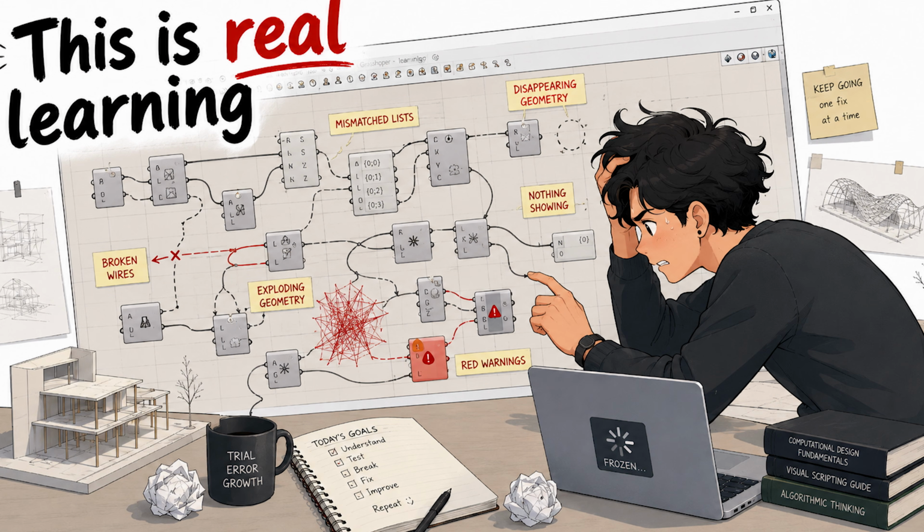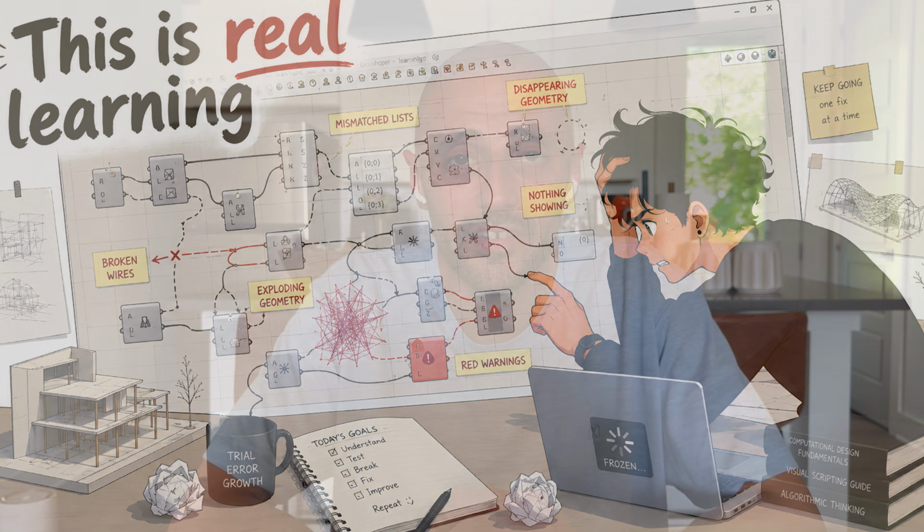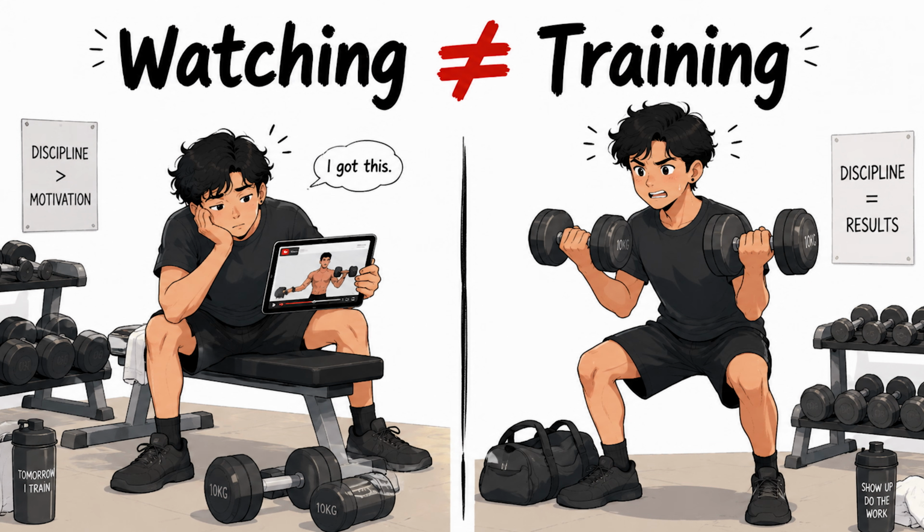But real learning starts when you start feeling slightly uncomfortable, when something doesn't work, when your list doesn't match, when geometry disappears or explodes, or when the slider breaks the entire system, freezes your computer, and forces Rhino to be closed. That is where real learning happens. A simple metaphor for this is going to the gym. Watching workout videos can help you understand good form, or show you what kind of exercises exist. It can give you ideas, but your body doesn't change from watching someone else lift the weight.